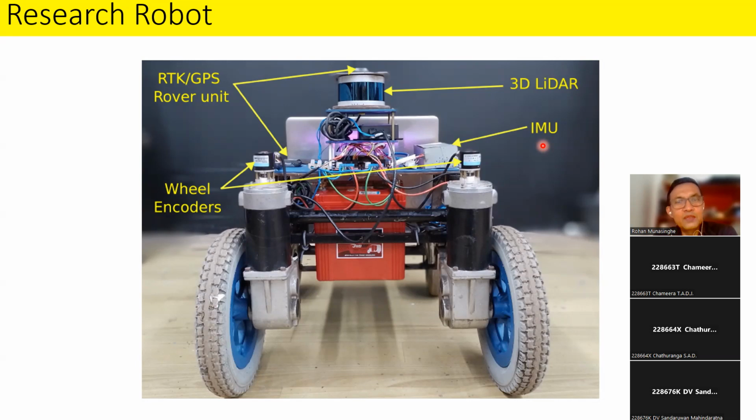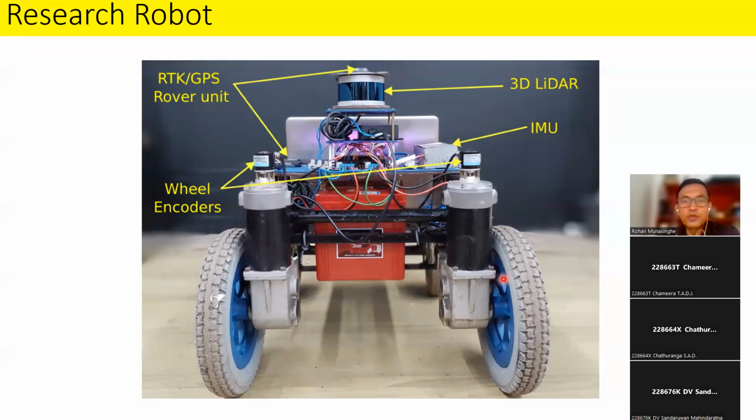If you look at RTK GPS, you might think it is the most accurate. Yes, it is, but it's not fast enough sometimes. And also sometimes there are outages, right? You don't get RTK GPS at all times. When there is an outage, you need to have other redundant sensor systems to keep you going.